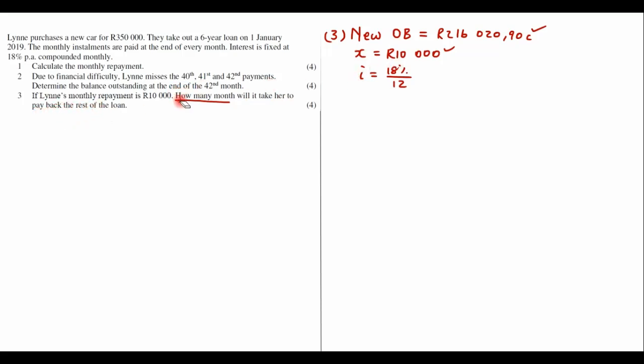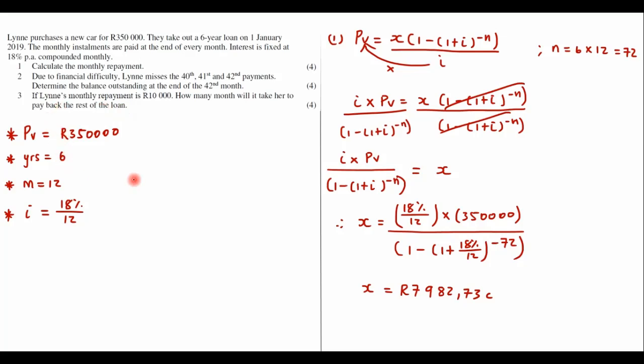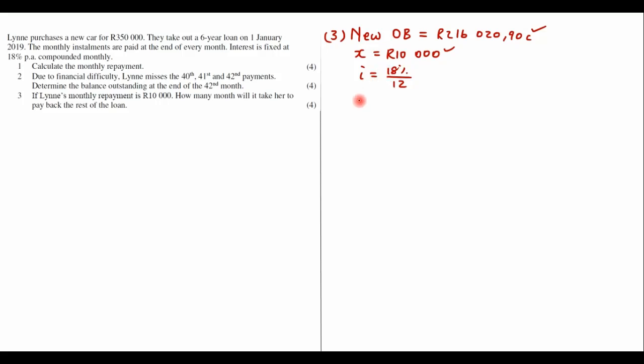So we want to understand how many months are left that she can make the payment, because she's no longer paying that same amount. How much was the first one? That's 7,982. She has changed everything completely, so we're looking for N here, not M. M we know is 12, so we're looking for N. So now let's go ahead and calculate for N. We're going to use the present value formula: X into 1 minus 1 plus I to the power of minus N, over I.